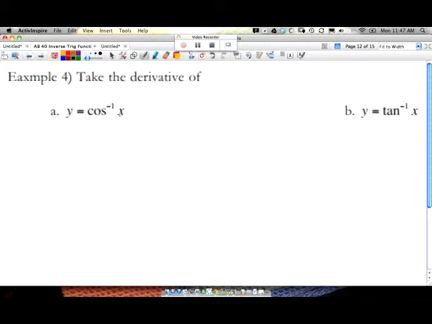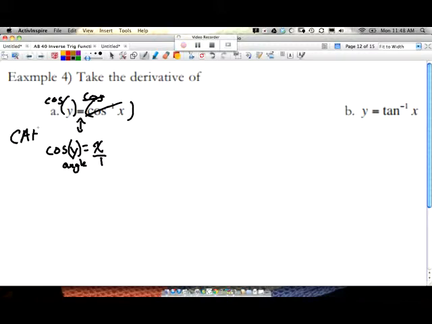Okay, y equals cosine inverse of x. Notice that this is always easier if we first translate it. So we're going to translate it. That means that if I take the cosine of each side, cosine of arc cosine, those are inverse functions. They undo each other. But the other side, we have cosine of y. All right, cosine of y equals x. So this is my angle here, and this is my ratio, really, x over 1.